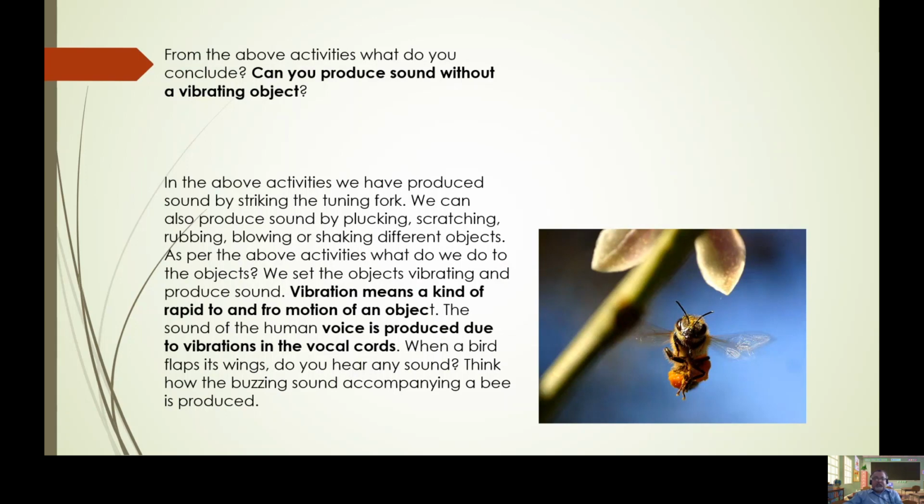In the above activities, we produced sound by striking a tuning fork. We can also produce sound by plucking, scratching, rubbing, blowing, or shaking different objects. As per the above activities, what do we do with the objects when we set them vibrating and produce sound? Vibration means a kind of rapid to and fro motion of an object.